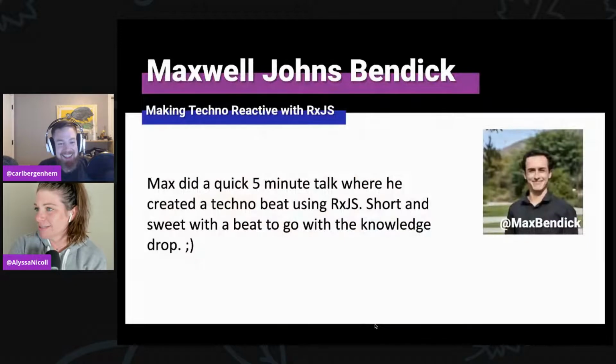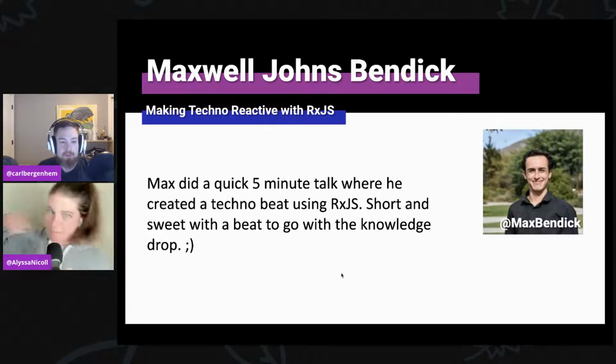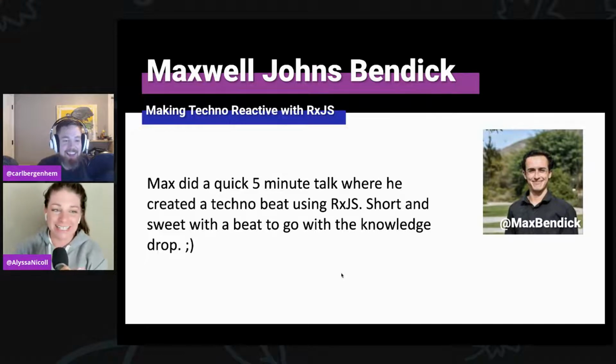Oh, what was next? Maxwell Benedict. This was another 5-minute talk, and it always threw me off because usually they're clumped, and it wasn't. It was like, here's a 20-minute, here's a 5-minute, here's a 20-minute, 20-minute, 20-minute, 5-minute. And I was like, what's happening? But I guess if I just read the schedule, I wouldn't be taken aback. So he did a very quick 5-minute talk, but this was the one that Carl referenced at the beginning, creating a techno beat with RxJS. It was short and sweet, and a beat to go along with the knowledge that he dropped. But Carl, I know you wanted to say something about this, so I'm gonna let you.